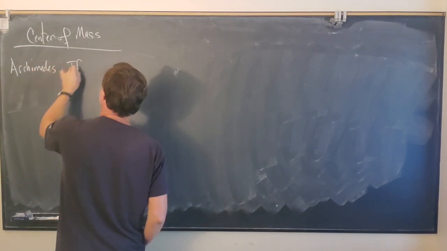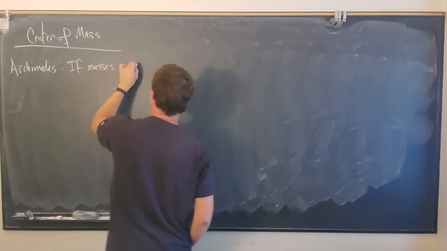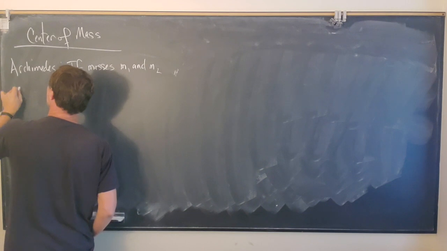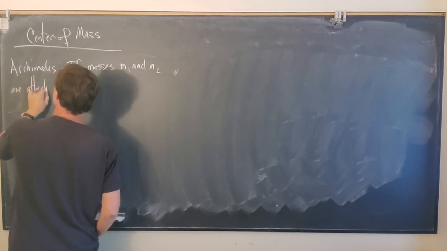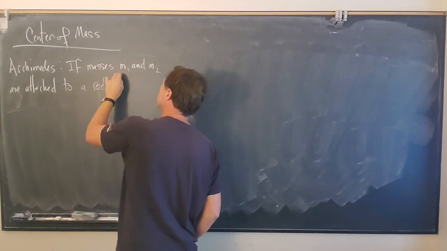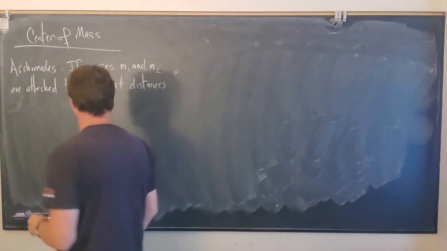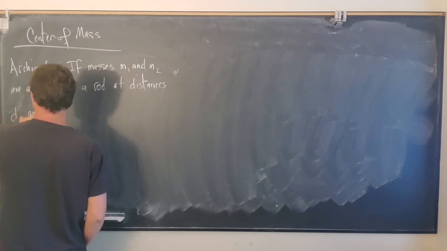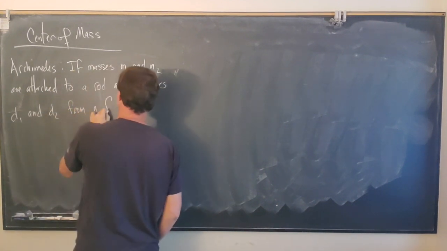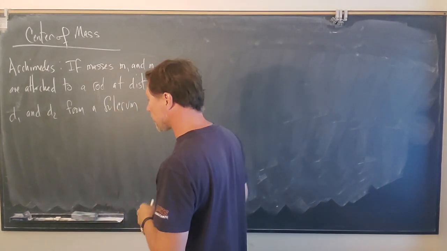If we have a couple of masses, so if masses m1 and m2 are attached to a rod at distances d1 and d2 from a fulcrum. So let me draw the picture and then I'll finish off the sentence.